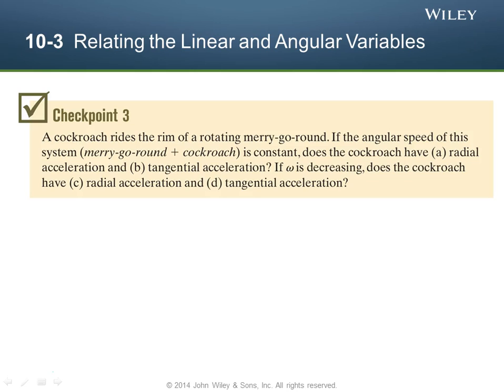And if omega is decreasing, does the cockroach have radial acceleration and tangential acceleration? Well, it's still going to have radial acceleration, and yes, it will have tangential acceleration because we are decreasing omega. Therefore, alpha is going to be negative, and alpha times r would give us our tangential acceleration.